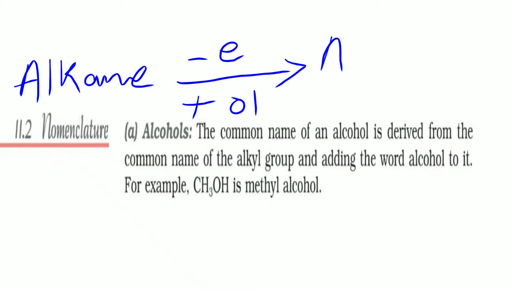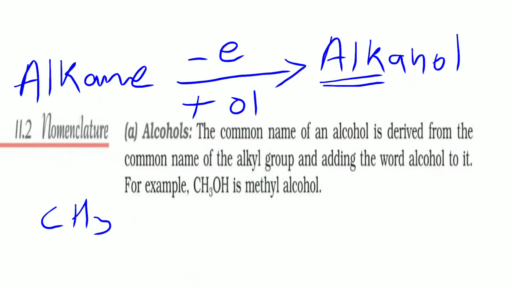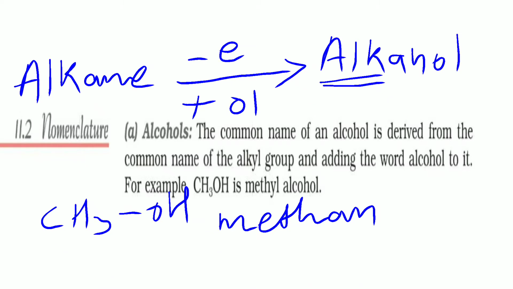Then it comes alkanol. Alkanol, where alk means the number of carbon atoms. Say for example, this is CH3OH. The number of carbon is 1, so we write methane, remove the E, and add OL, so it is methanol.